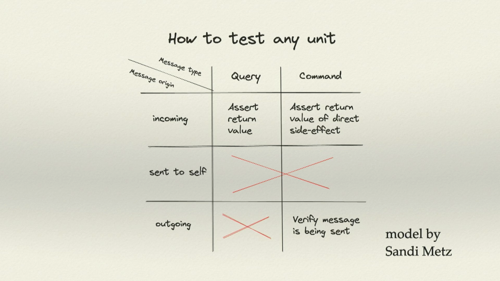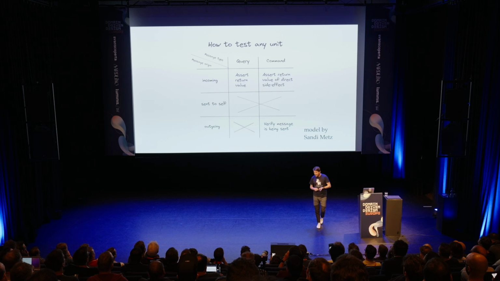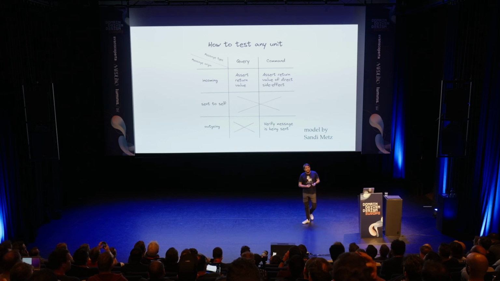So what Sandy does in the talk is that she defines the messages that we're sending, divides those by type and by origin, and creates this 2x3 matrix. Here's the end result, but we'll go through these one by one.